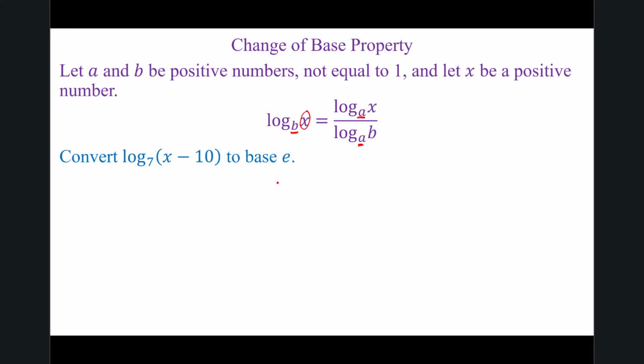So the log base 7 of x minus 10 would be equal to the log base e of x minus 10 divided by the log base e of 7. So the numerator, we have the log of this argument of the log function. The denominator, we have the log of the base of the original expression here. So that's how we can change the base.